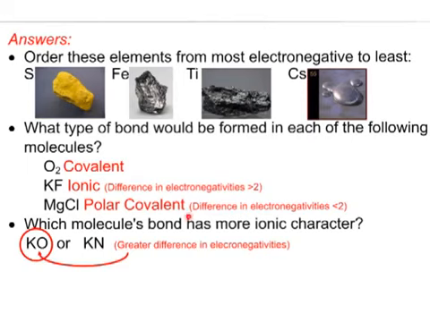And the last question, which molecule's bond has more ionic character? Well, the difference between potassium and oxygen in electronegativity is greater than the difference between potassium and nitrogen. So you could actually determine this even if you didn't have a list of electronegativity values. Simply by looking at periodic trends, you would know that this is the molecule that has more ionic character.